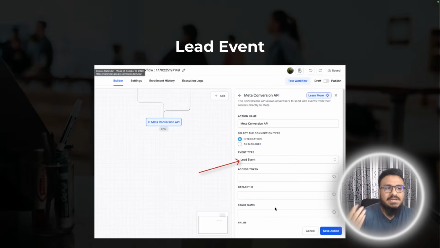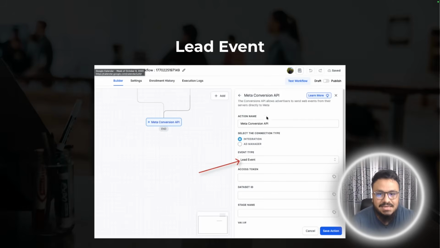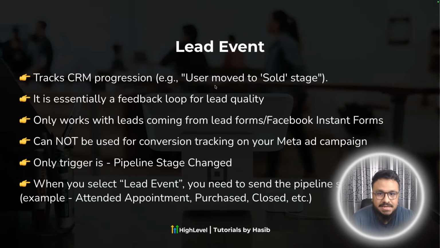Meta's AI will interpret this as the quality of what stage they're in. It will understand it in the backend. You don't have to configure anything extra for that. Lead events track CRM progression, so the user moved to any stage. Let's just say you have a stage called sold in your pipeline. If you move someone to sold, you can send a lead event and say the stage name is sold. So you're basically sending them quality signals of your leads.